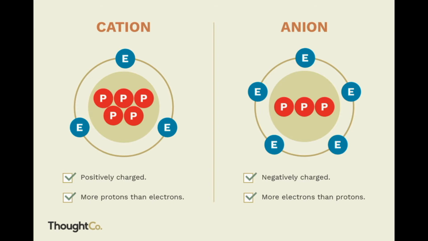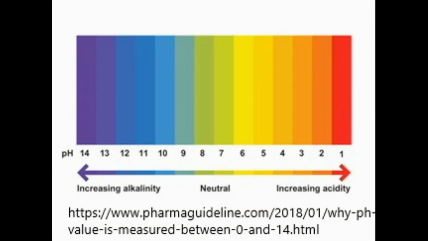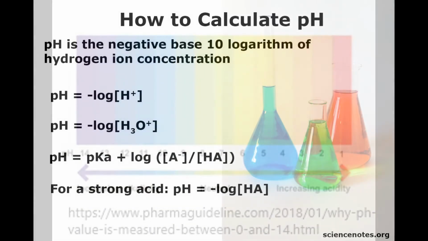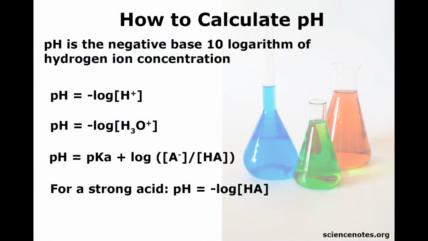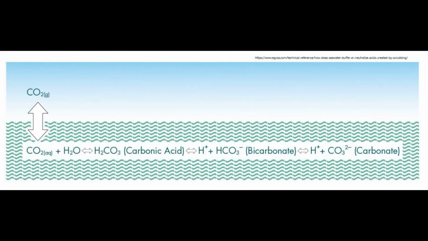Acids also lower the pH. pH is a measure of the concentration of these hydrogen ions. The more hydrogen ions, the more acidic a substance is, and the lower the pH. Carbon dioxide in the water and in the air is at an equilibrium. When carbon dioxide reacts with water, it yields carbonic acid. Carbonic acid then dissociates into bicarbonate and hydrogen cations. The bicarbonate ion further dissociates in the water to yield carbonate anions and more hydrogen cations.